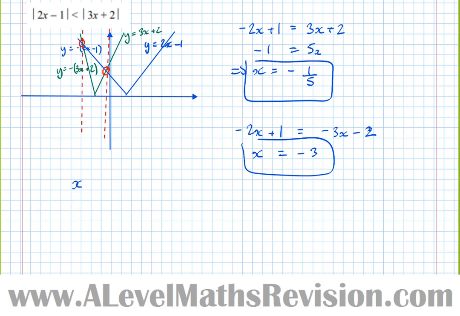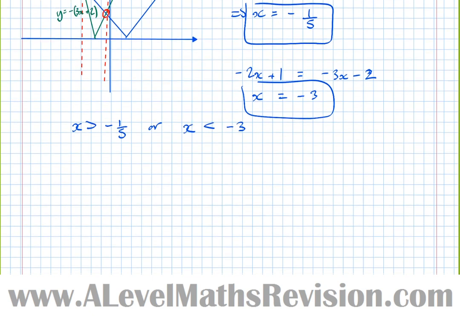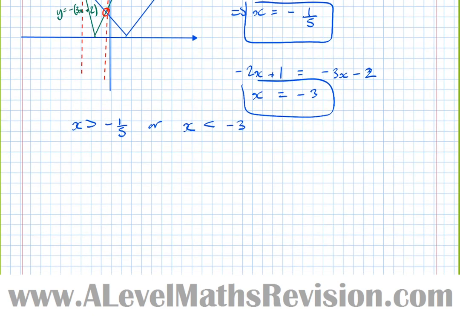So x is greater than minus 1/5, or x is less than minus 3. And if you're asked to do that in set notation, what you do, the set of all x values such that x is less than -3 united with x such that x is bigger than -1/5.